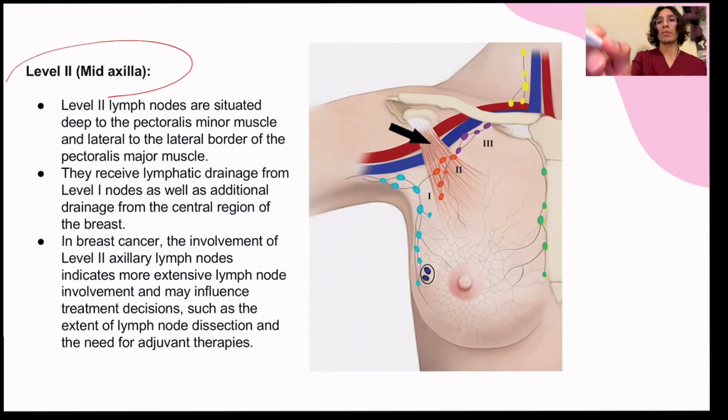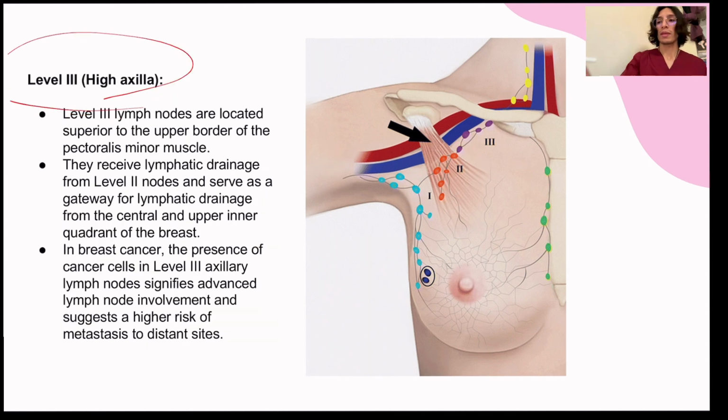Level 2, the mid-axillary. Level 2 lymph nodes are situated deep to the pectoralis minor muscle and lateral to the lateral border of the pectoralis major muscle. They receive lymphatic drainage from level 1 nodes as well as additional drainage from the central region of the breast. In breast cancer, the involvement of level 2 axillary lymph nodes indicates more extensive lymph node involvement and may influence treatment decisions, such as the extent of lymph node dissection and the need for adjuvant therapies.